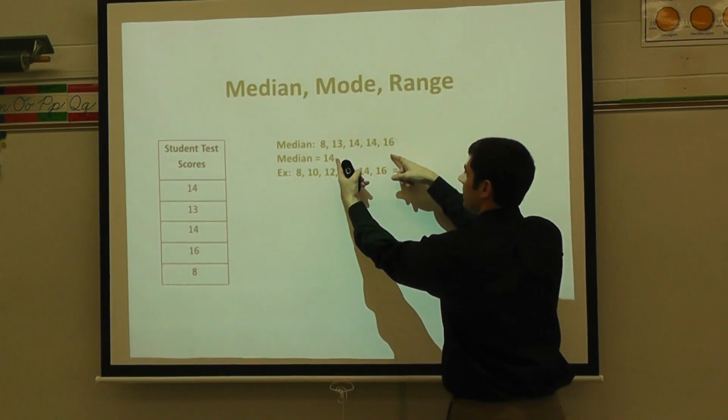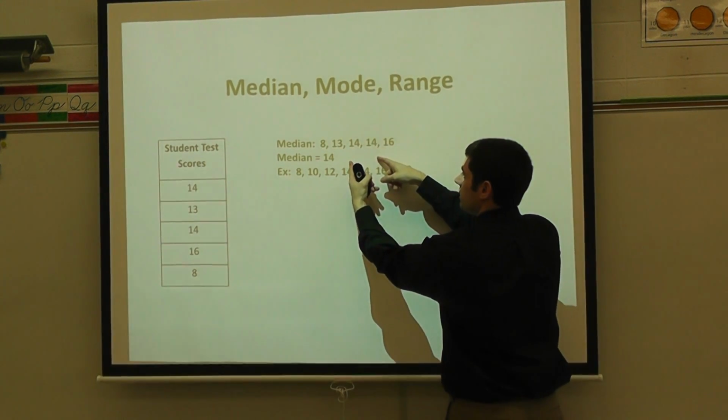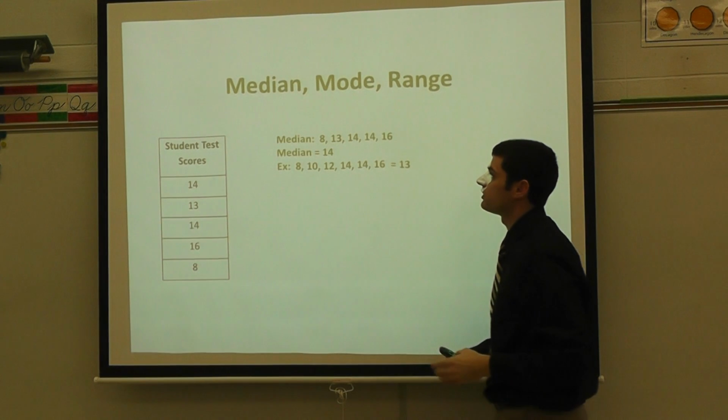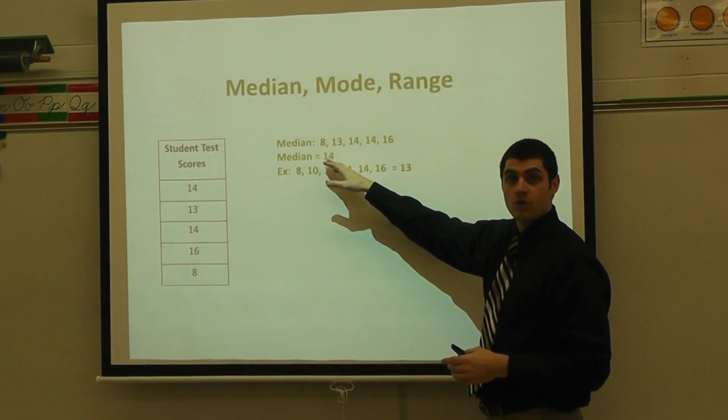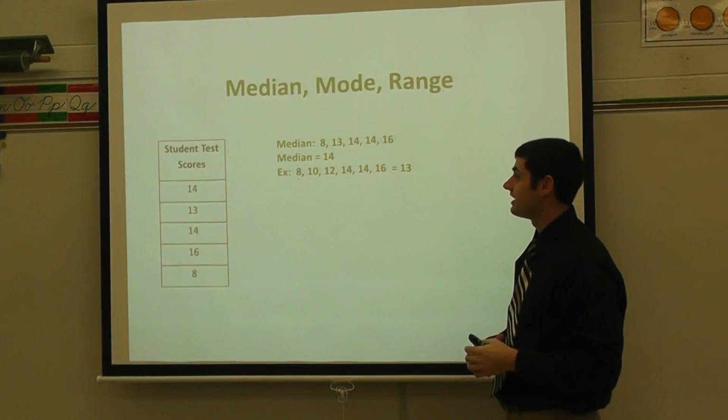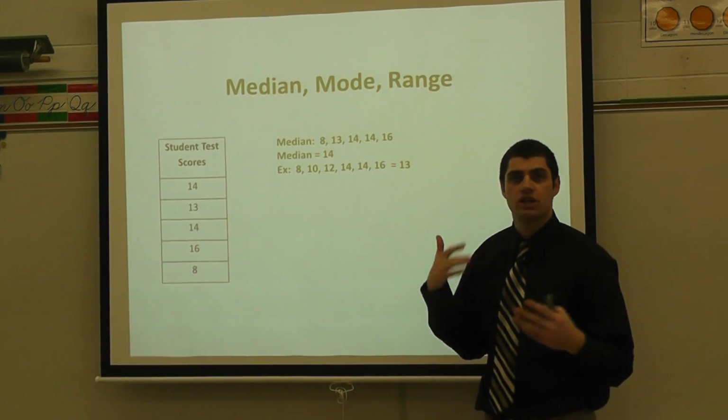So I would have crossed off the 8 and the 16, I would have crossed out the 13 and the 14, and I would have just circled the 14 to find that that's the middle number, or the median, of that data set.